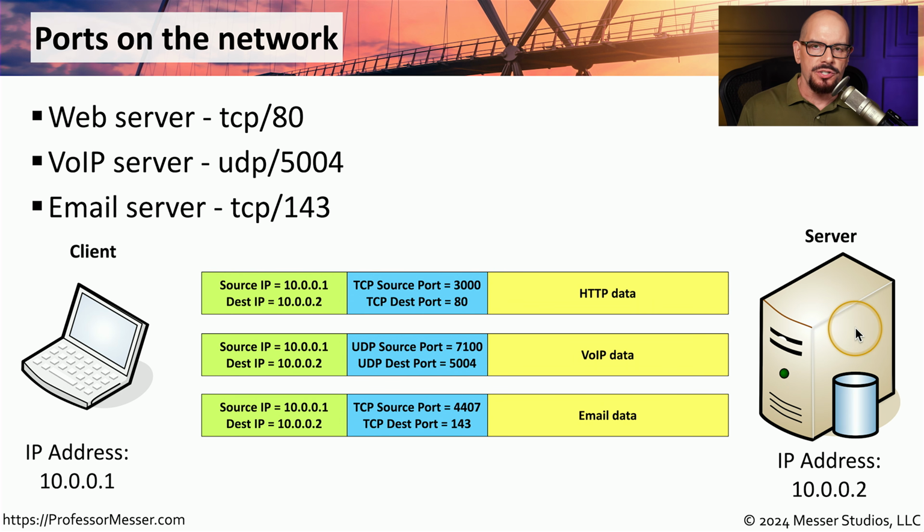This data is received by the server, and when the server needs to send information back to the client, it simply reverses the TCP source port and destination port and the IP source and destination to be able to send that information back to where the original request was sent. This same process occurs if you're using voice over IP data. In this case, the client is using a source port of 7100, and the UDP destination port would be 5004, which would be the voice over IP service on that server. And for email data, the source port that's being used is a random number of 4407, and the destination port is the well-known port for email, port 143.